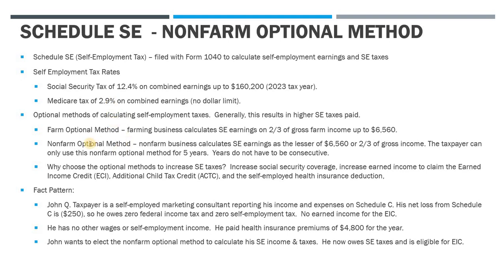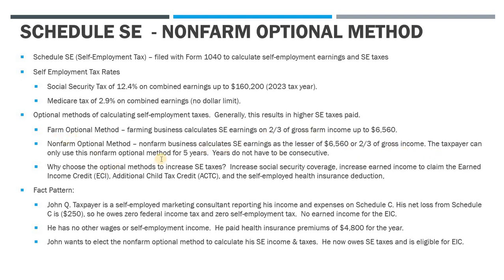Now, the optional methods for calculating self-employment taxes deviate from the default method. If you elect to use either of these or both, this will generally result in you paying some higher self-employment taxes than you otherwise would have. And so what we're going to have here is the non-farm optional method. Under this method, the business would calculate their earnings as the lesser of $6,560 or 2/3 of your gross income. Right.